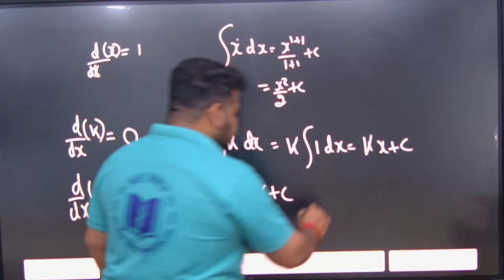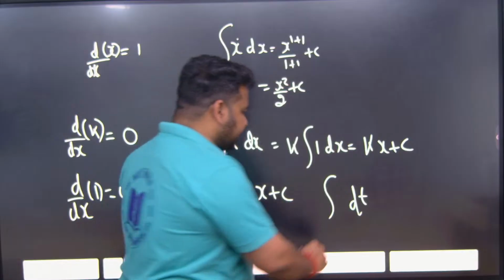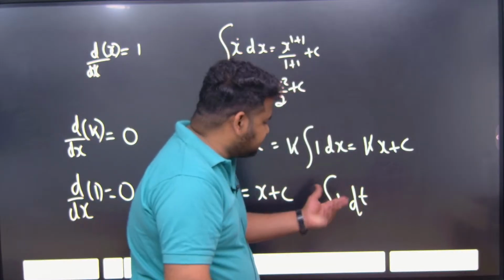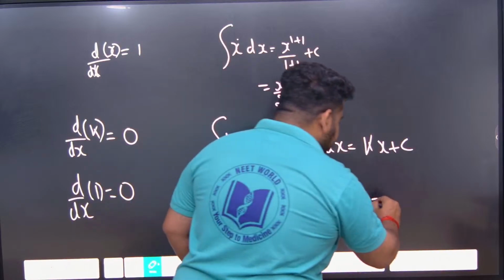Suppose I have the integral of dt. Nothing is there, which means you write it as 1. The integral of 1 dt: x is not there, you are integrating with respect to t. So you will write it as t plus c.